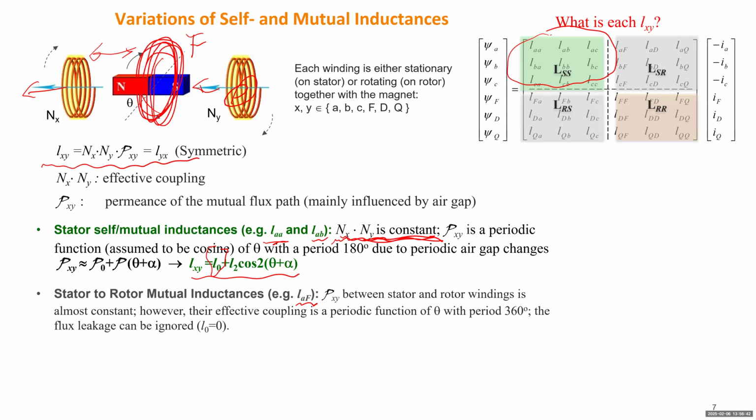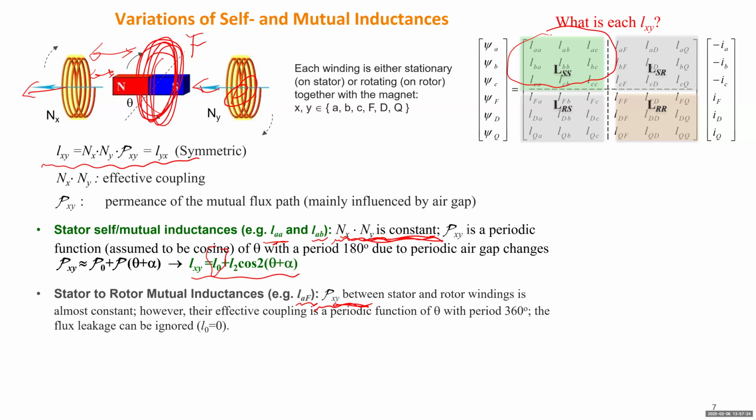And if the generator is properly designed, the stator winding can be evenly distributed inside of the stator. So that makes the air gap constant. So now the air gap that influences the permeance will be the air gap between the rotor and the stator winding. So that one can be constant. So for this case, the permeance will be almost constant if the generator is well designed. But the coupling between the two windings will change as a periodic function of theta with a period of 360 degrees.